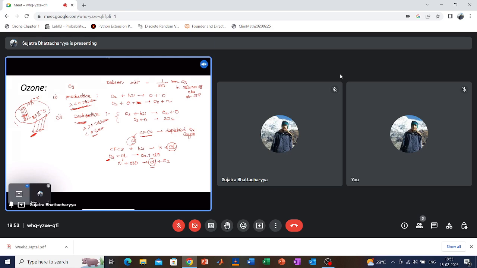But this same ozone is also produced in the troposphere. The same ozone is produced in the troposphere, which may be harmful, which is toxic for us.